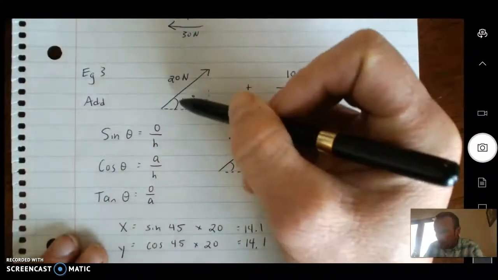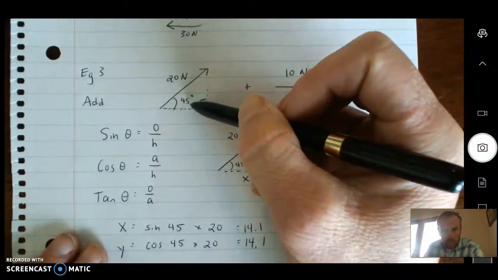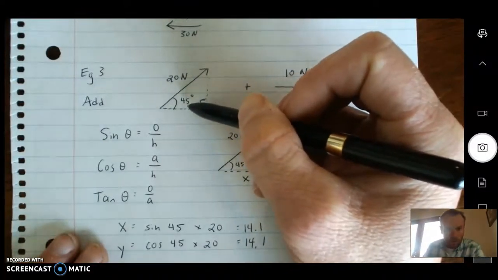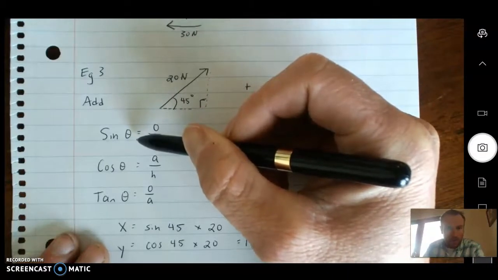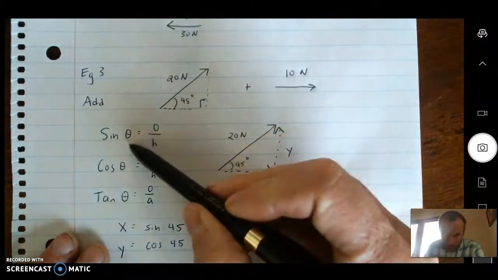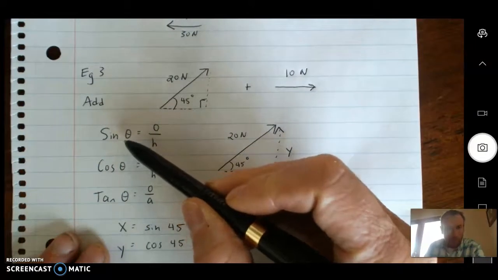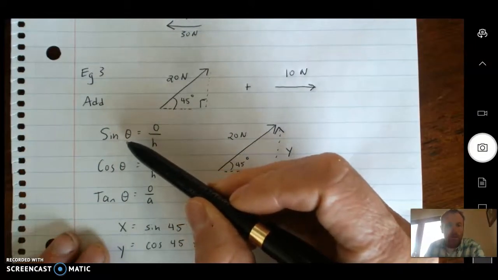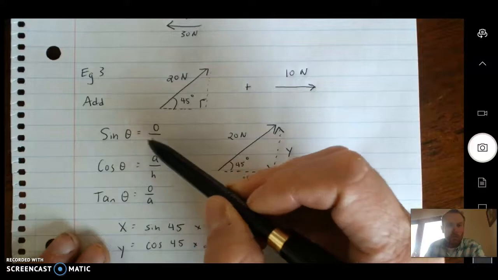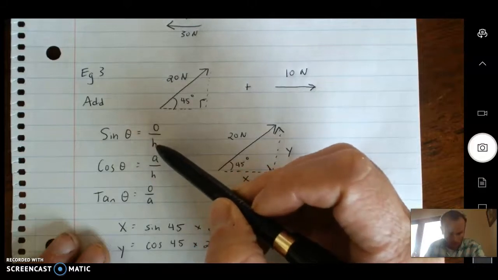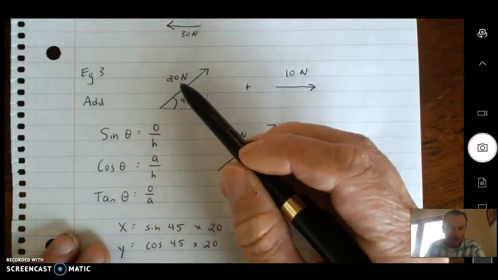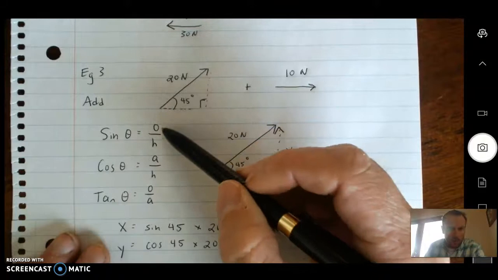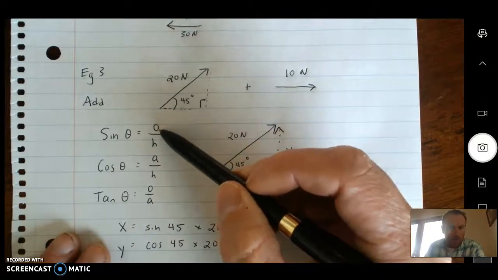If I look at this triangle which I have drawn here, my 45-degree angle is going to be representative of angle theta. I would take my calculator and I would plug in sine of 45 in parentheses, and then I would multiply that value times the hypotenuse, which is a known value in this triangle of 20 newtons. And that would allow me to solve for the opposite leg of the angle.